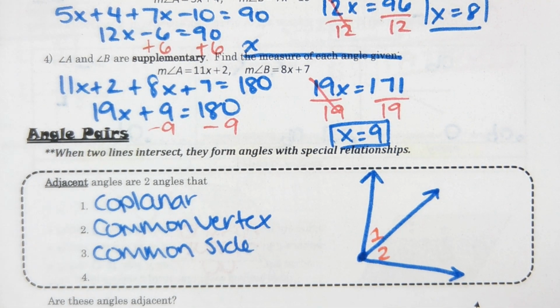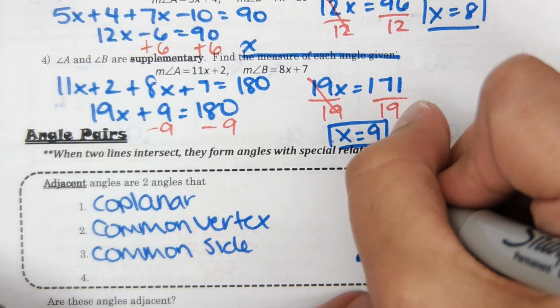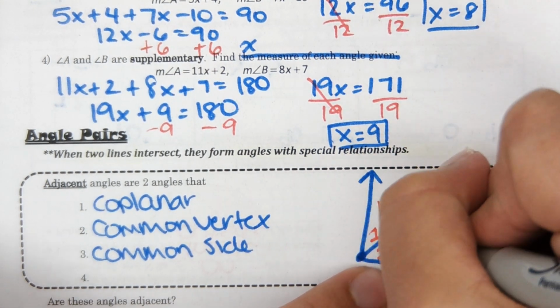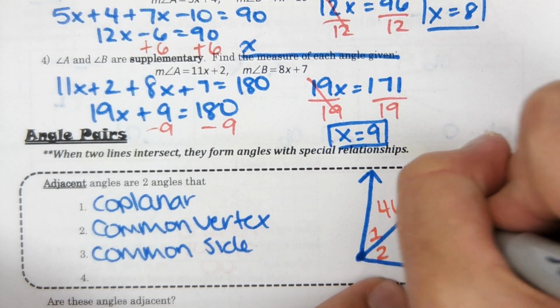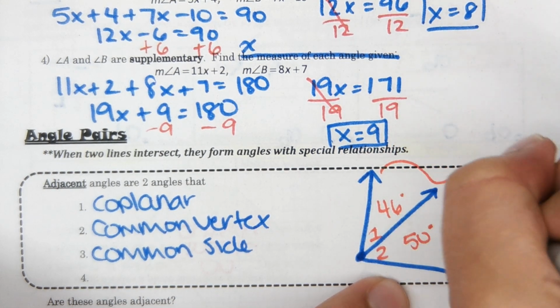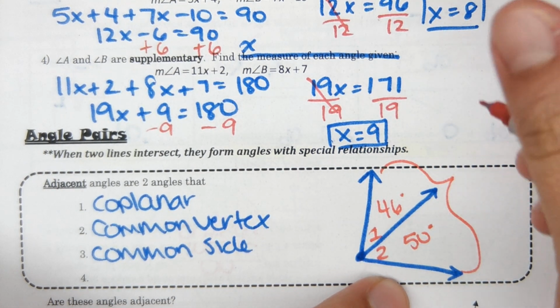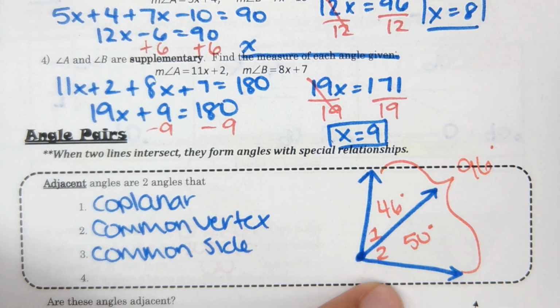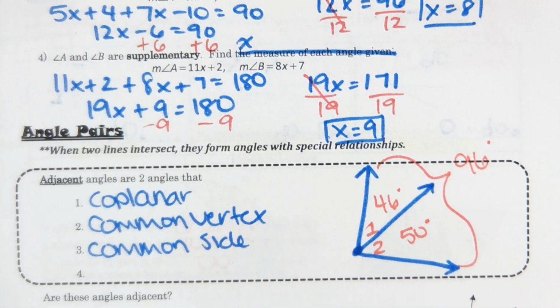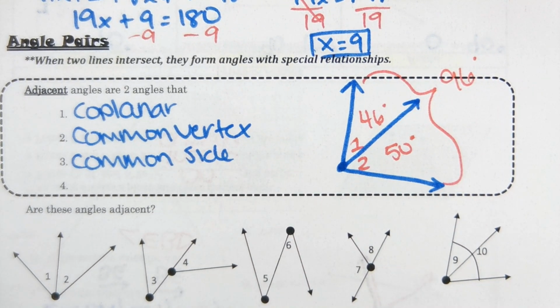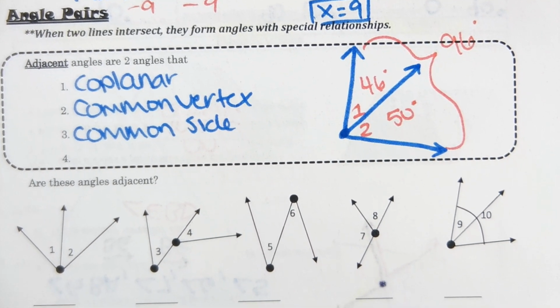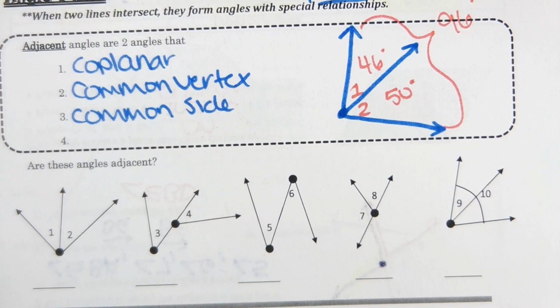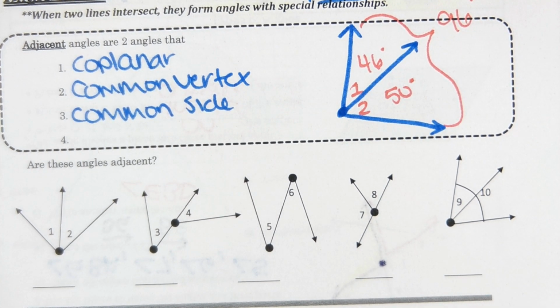What's the importance of that? Well, the importance is if you were told that this was like 46 degrees and this is maybe 50 degrees, with adjacent angles, you could find the measure of the whole thing by just adding those two numbers together to get, for example, 96 degrees. Good.